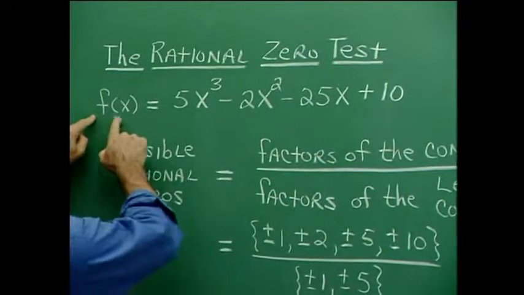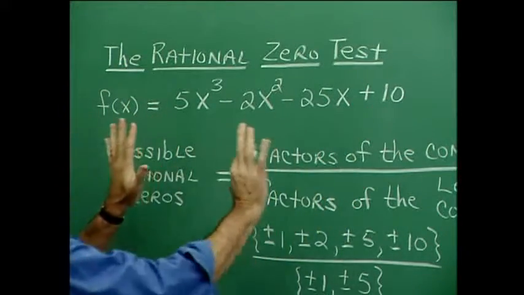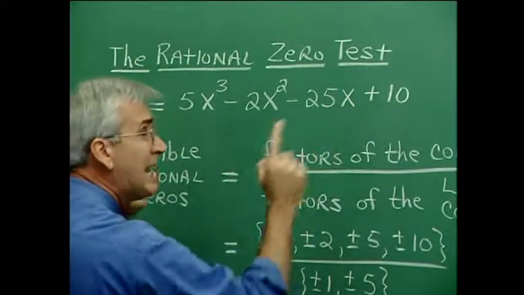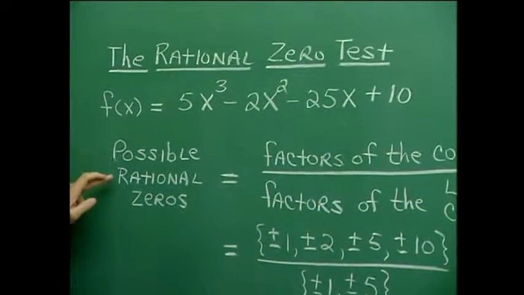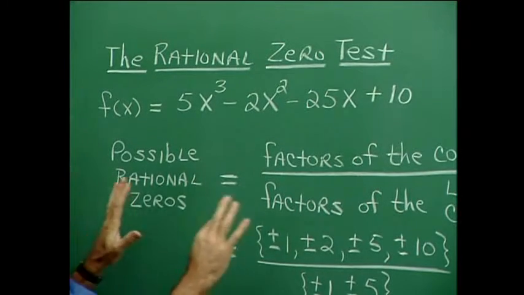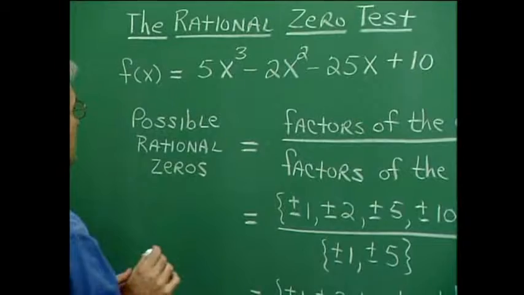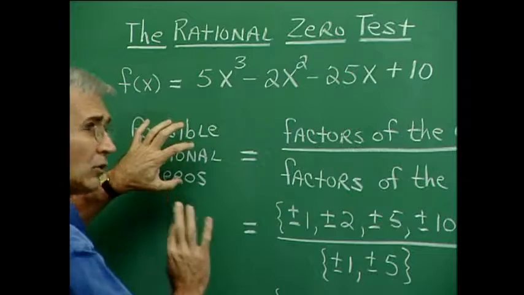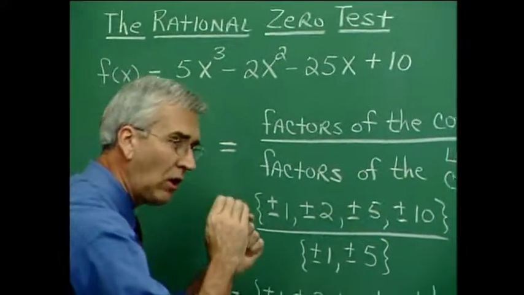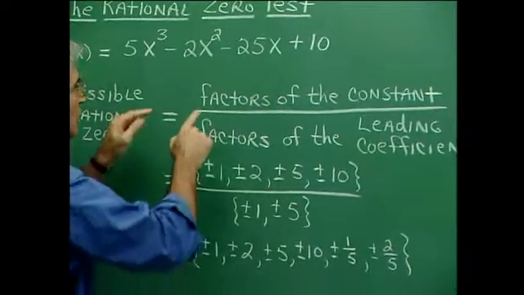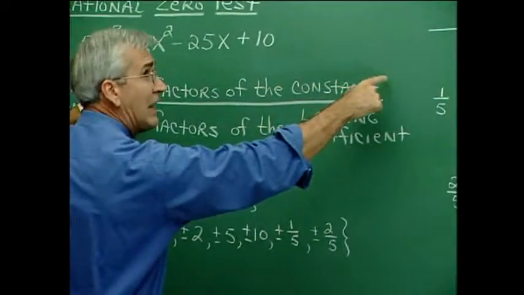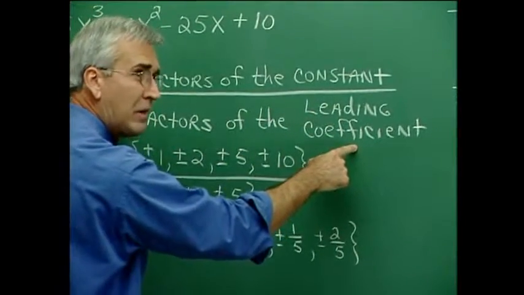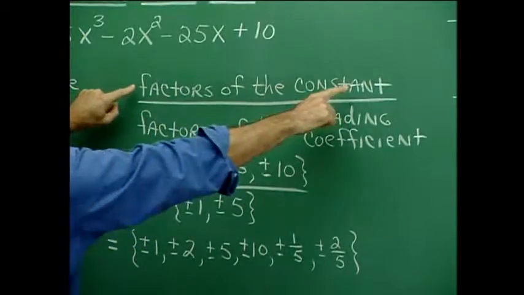Suppose we have a function like this. It turns out that just by observing and making a little calculation on the leading coefficient and the constant, we can determine all of the possible rational zeros. Now here's how the calculation is made, and I'll show you how it's used in just a minute. All of the possible rational zeros can be calculated by writing all of the fractions possible using the factors of the constant in the numerator of this fraction and the factors of the leading coefficient as denominators of the fraction.